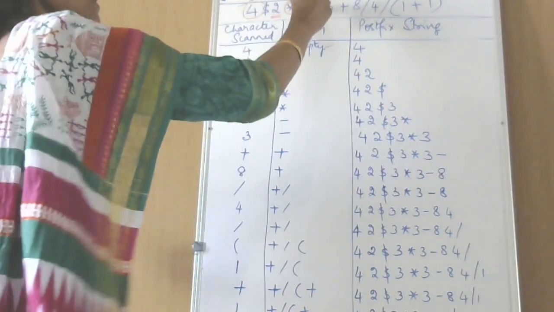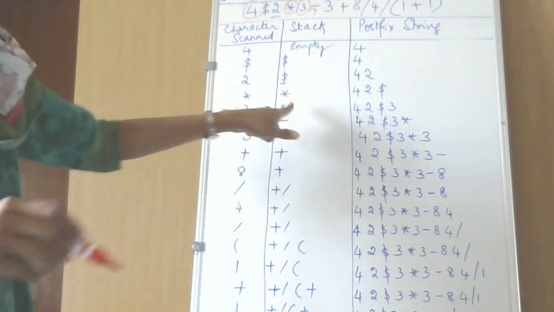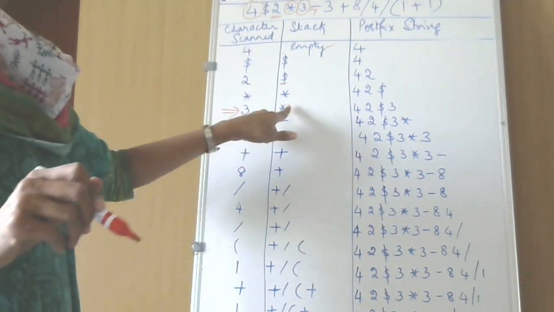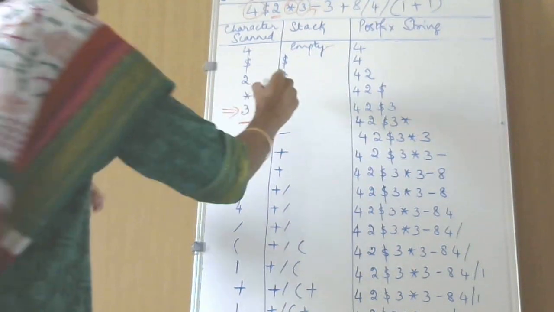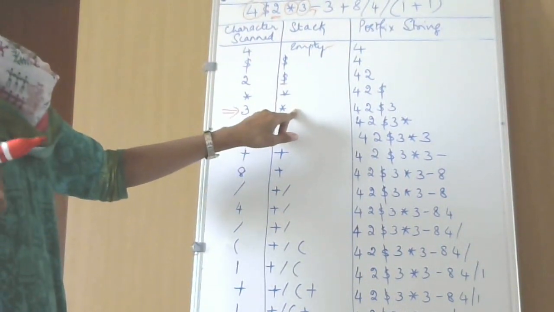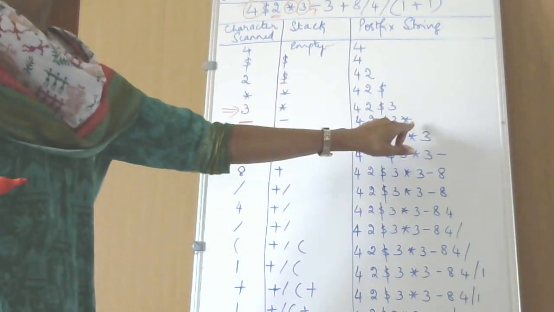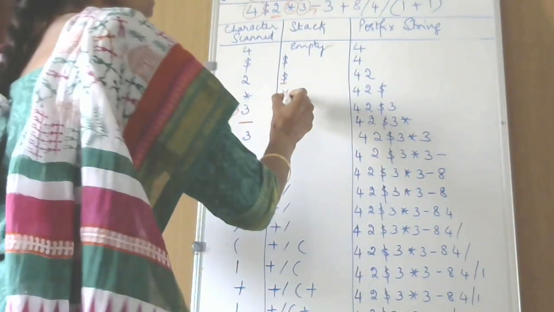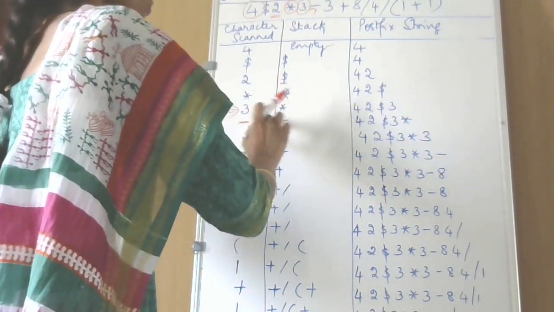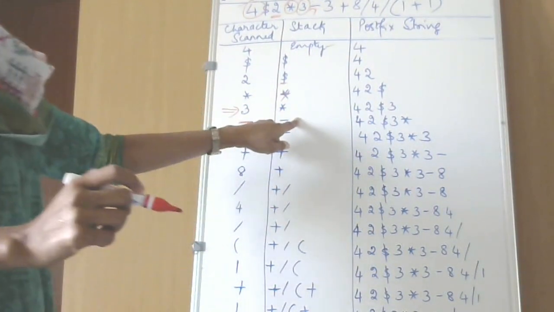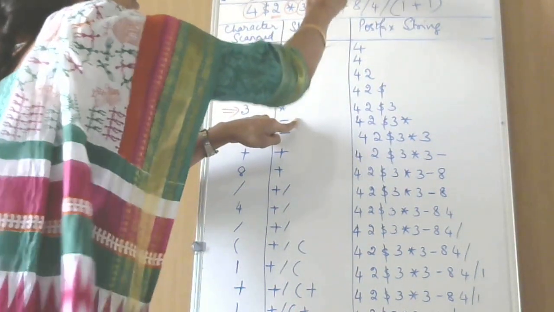Next I am bringing in minus. Minus is an operator, so I'll have to push it onto the stack by comparing it. What does our stack contain? Our stack contains star. Star is an operator of higher priority. So I'll have to first pop it out, put it onto the postfix string, then push my minus into the stack. So 4 $ 2 3, the star comes here. I am pushing this minus into my stack. Okay, that's it.